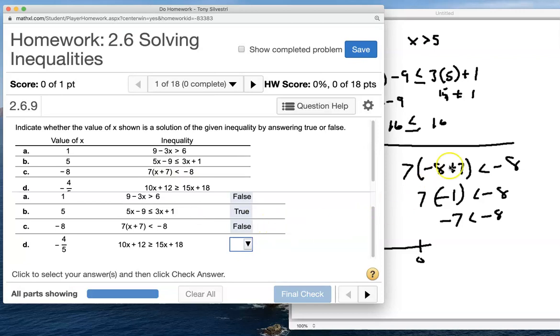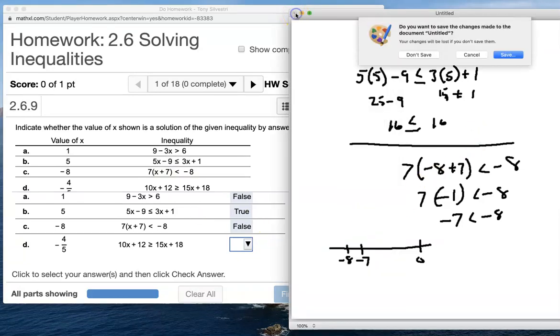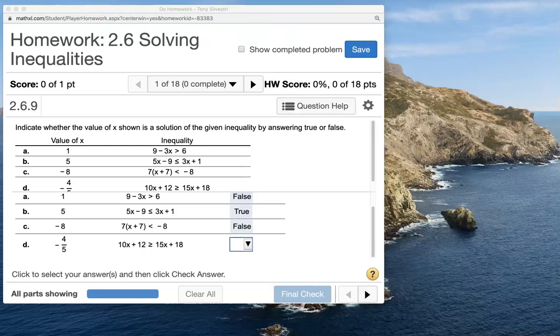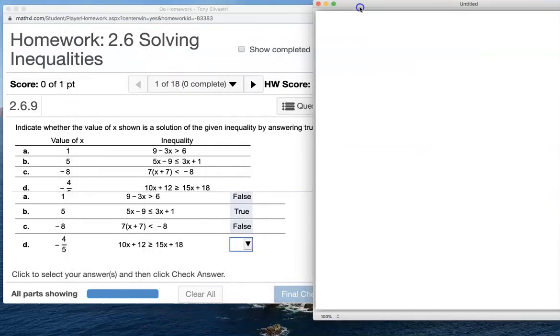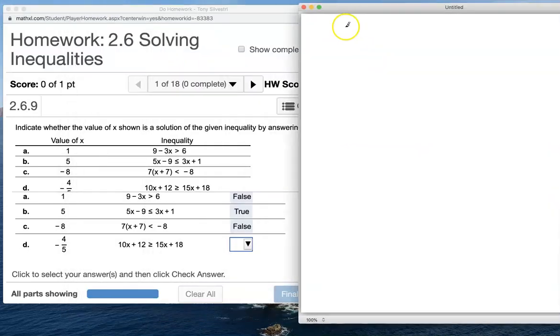Okay, and last but not least, this will require a little bit of paper. Extra sheet of paper here, file new, and we'll move this over here. Okay, 10x. I'm going to plug in negative 4/5 for x. So 10 times, in parentheses, negative 4/5.